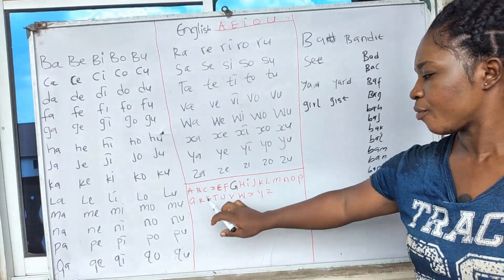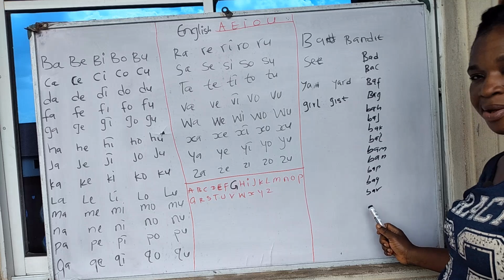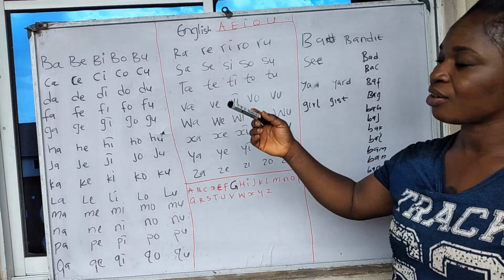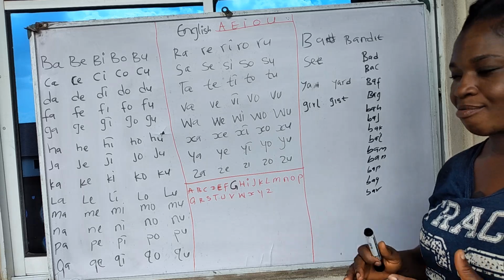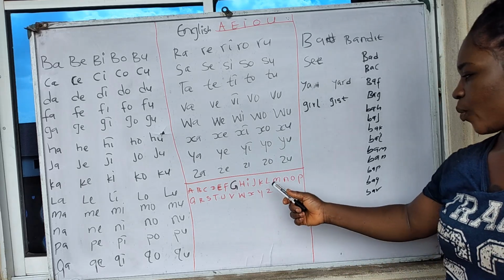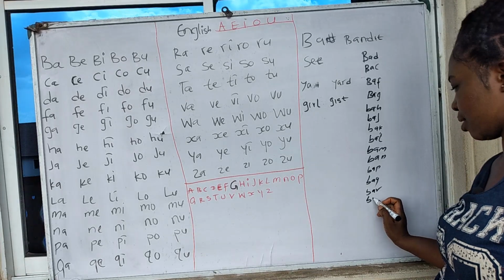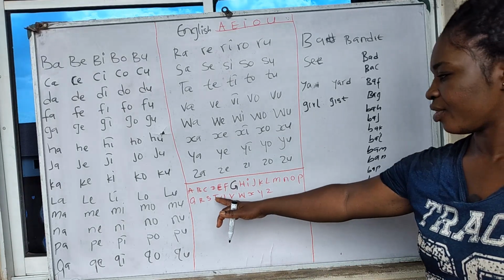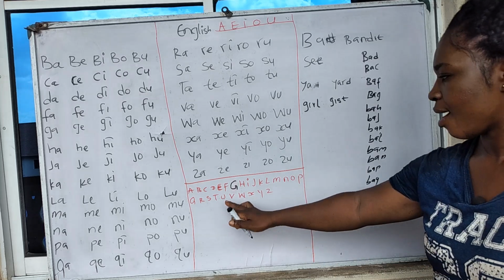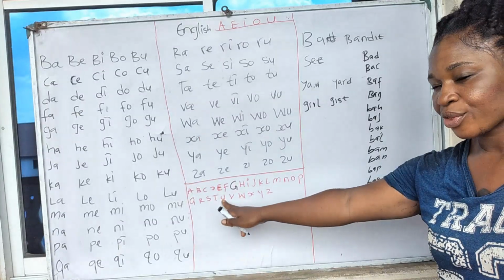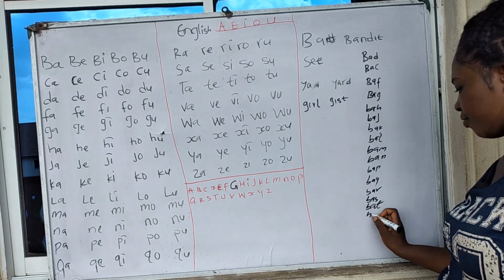We have ba, B-A-R, ba. You can see that the r sound is quite silent, okay? But it's being pronounced as ba. All right, let's move on. We have the S. We have bass. We have the T. We have bat. The bat. We are not working with the U because we have it right here. We have V. We have the bav.